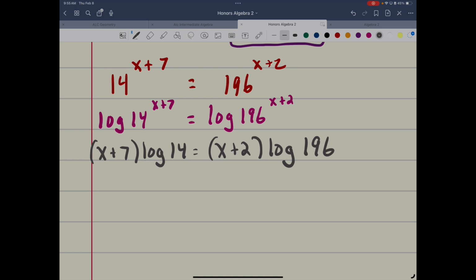Okay, peek up, make sure you've got that part right. Now distribute it. So now distribute the log of 14 into the x plus 7 and distribute the log of 196 into that mess over there. And then stop. Okay, so do the distributive part of it and then stop.